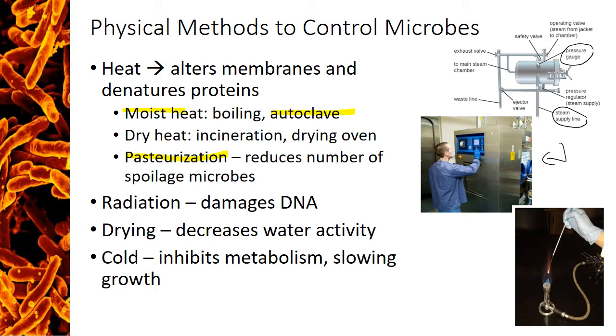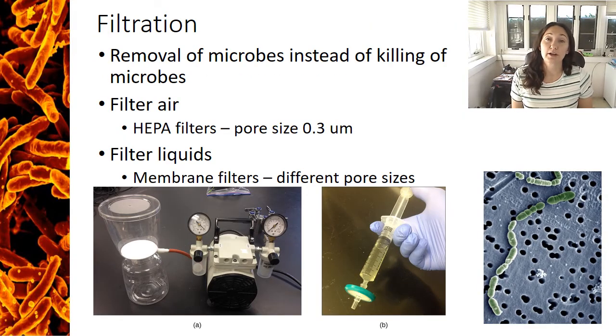start growing again. Another physical way to control microbes is through filtration. But filtration is a little different because it's not killing or stopping the growth of microbes. Instead, it's physically removing them from the substance. Filtration can be used for both air, and we see this a lot with HEPA filters, or liquids. And the removal of the microbes is completely dependent on the pore size of the filter itself.